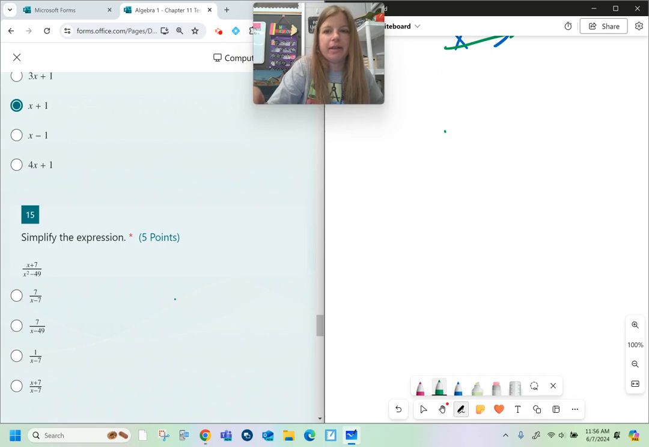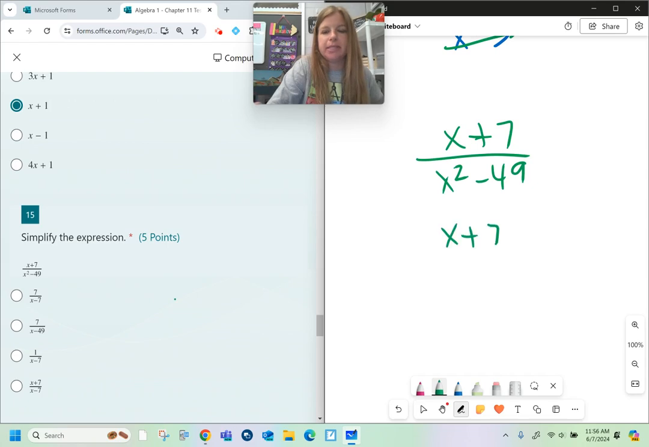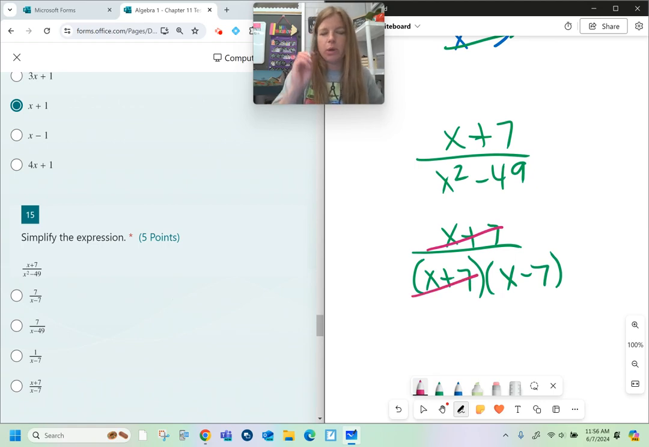Next one, if I have x plus 7 over x squared minus 49, well, this gets factored as x plus 7 over x plus 7, x minus 7. Now, when I cross out x plus 7, what's really left in my numerator? There's really a 1, right? We know that there's a placeholder of 1. And so my answer is 1 over x minus 7.